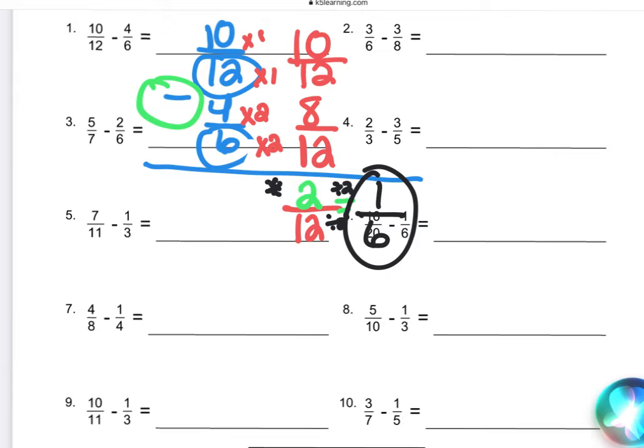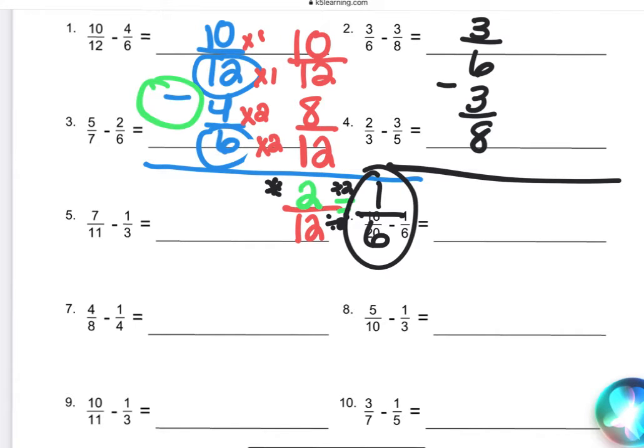Let's try another one. 3/6 minus 3/8. Remember, write it as you read it. So 3/6 will go on top, and then 3/8. The first thing that you need to do is to go ahead and look at your denominators. You have an 8 and a 6. Ask yourself which one is larger. 8 is larger. Will 6 go into 8 equally? No, it will not. So one thing you can do is you can multiply. When I multiply 6 times 8, I get 48.